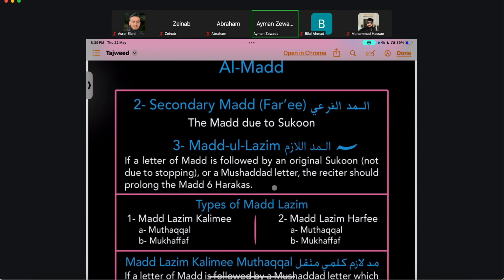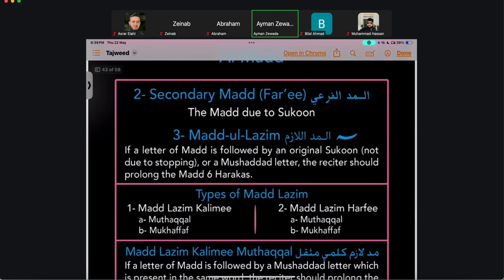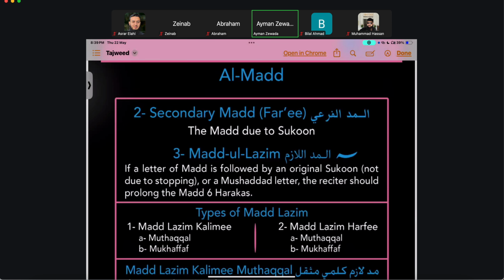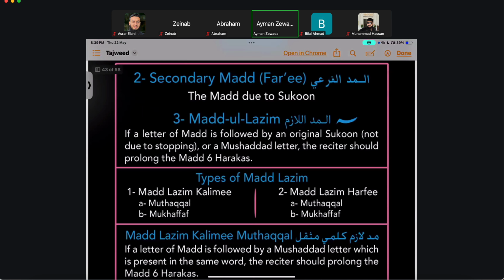Now, how do you know that it's naturally sakin or naturally mushaddad? If it has the symbol of sukoon or the symbol of shadda on top of the letter, all right? And that is, like the little circle or the mini ha kind of thing, right? Let's go into it to kind of make it a bit easier.